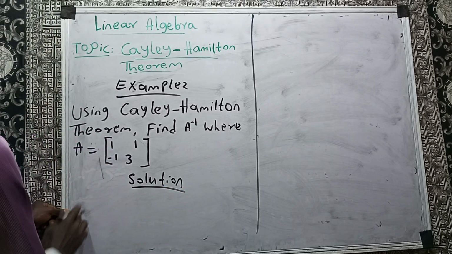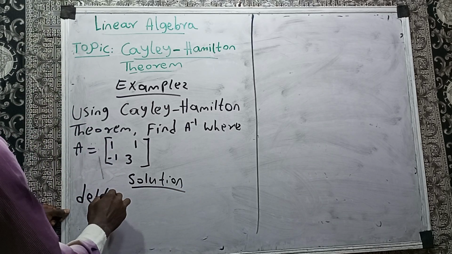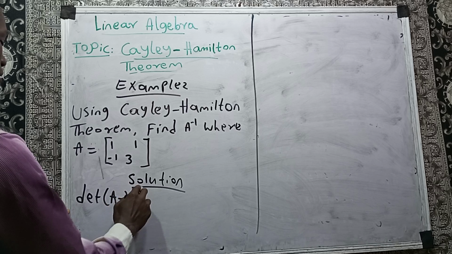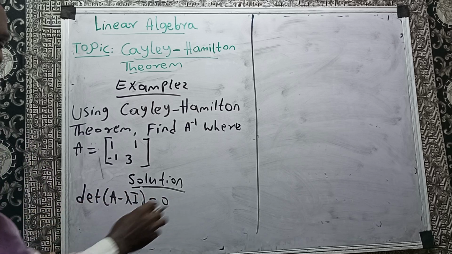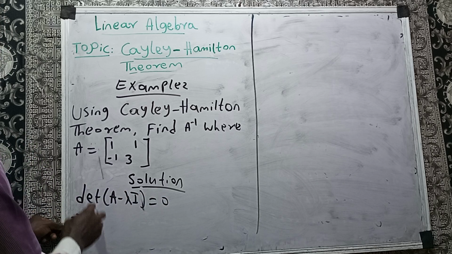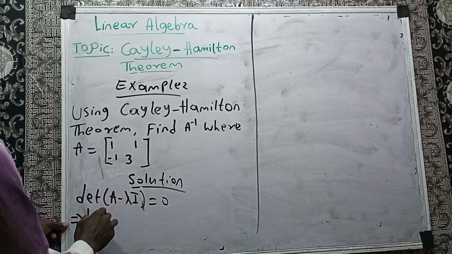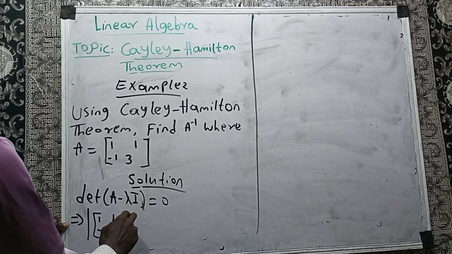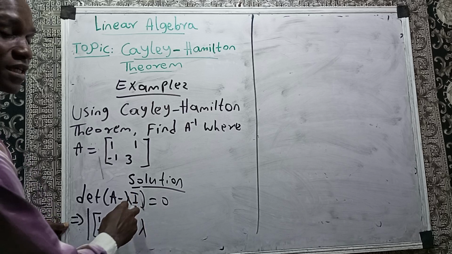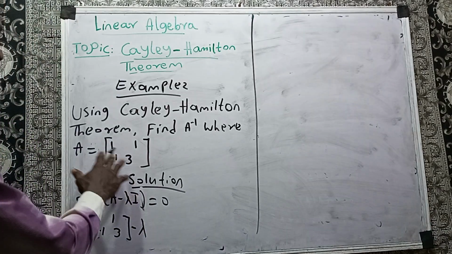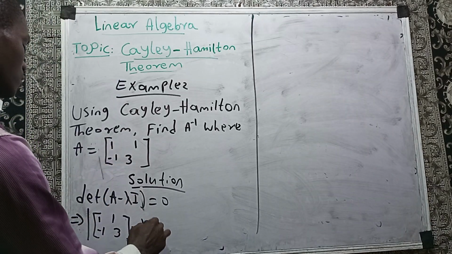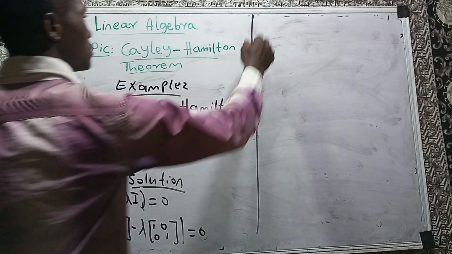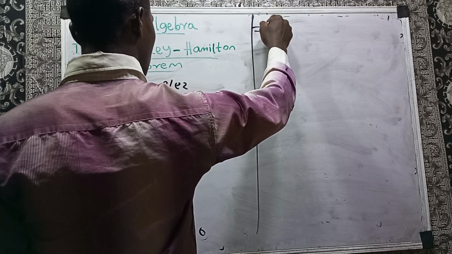So to compute the characteristic equation, we must first of all solve this determinant of A minus lambda I equal to 0. So we'll solve this. So this will be equal to the determinant of A, which is 1, 1, negative 1, 3, minus lambda I. I is the identity matrix. Since matrix A is 2 by 2, the identity matrix also will be 2 by 2: 1, 0, 0, 1, equal to 0.